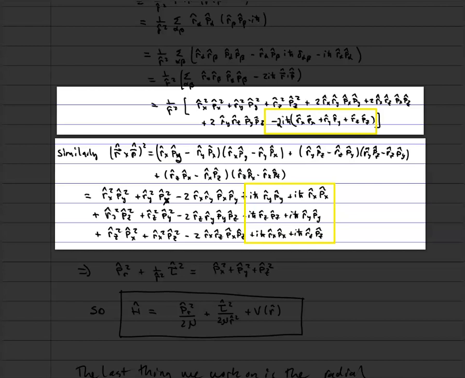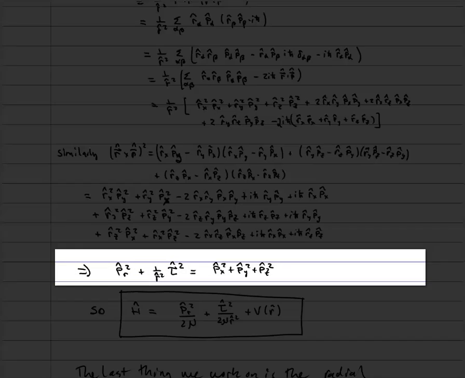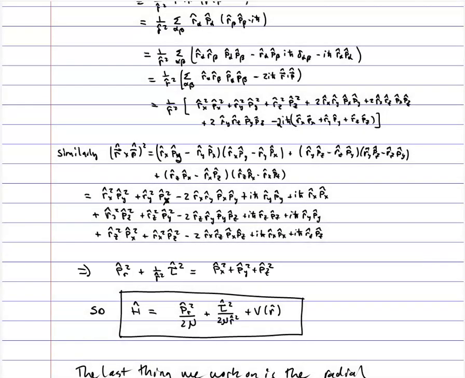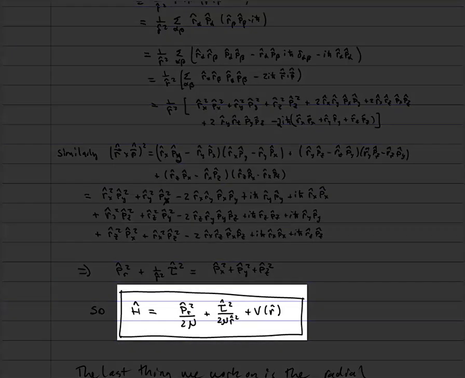So it turns out we get this identity, and this is a really important identity. Pr squared plus 1 over r squared L operator squared is equal to px squared plus py squared plus pz squared. And then if I divide it by 2 mu, I get that the Hamiltonian is pr squared over 2 mu plus L squared over 2 mu r squared plus V of r.